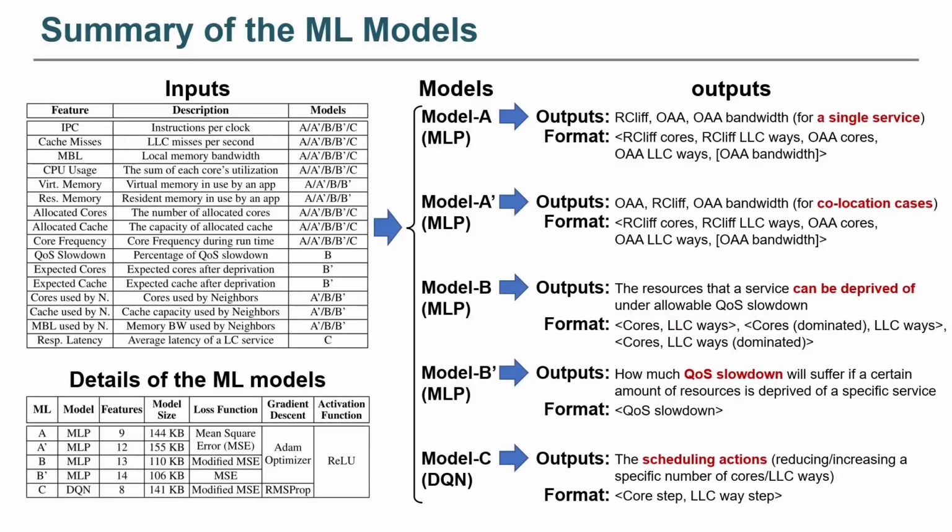The features listed in this table are used as inputs of the models. The third column of the table shows which models each feature is used for. The second table characterizes the models. Now, I will introduce each model individually.